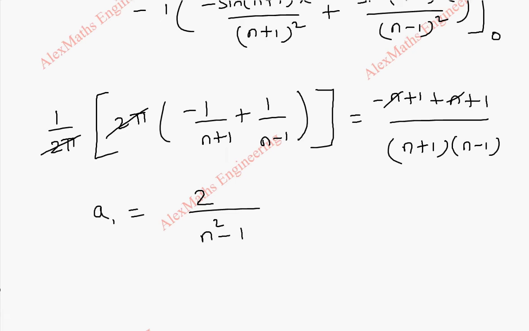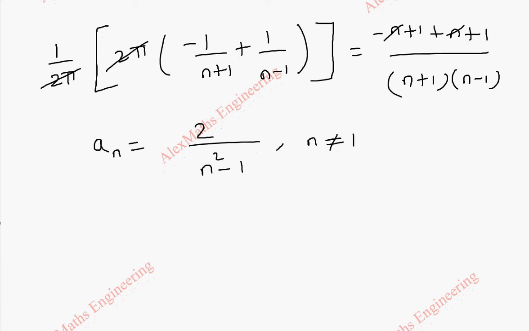This is our an. This is a plus b into a minus b, so a square minus b square, which is n square minus 1. And here the n value is definitely not equal to 1, because when n is 1, this becomes not defined because the denominator becomes 0. So in this case, I have to find a1 separately.